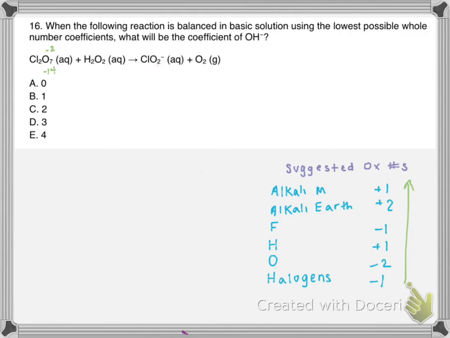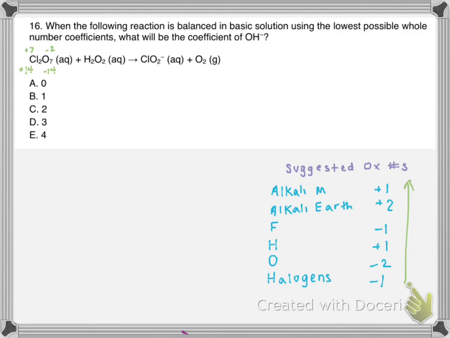Our molecule is overall neutral, so we need all of the oxidation numbers in this to add up to be 0. So that means the chlorines need to contribute a +14. So that means our oxidation state on each chlorine is going to be -7. Or I'm sorry, +7.